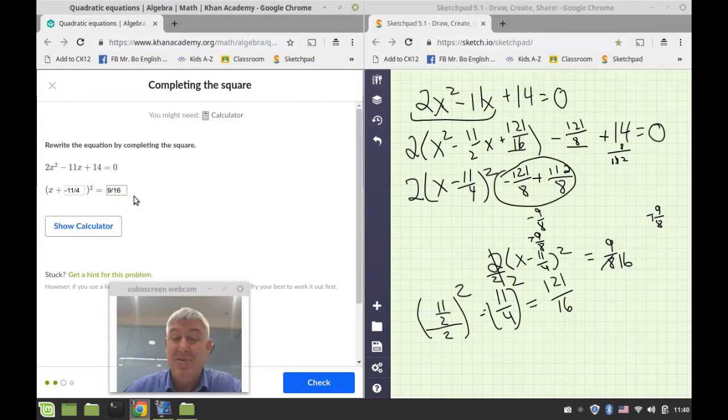So just to explain, the numbers are always different for Khan, so it's not like I can look at it and know what the problem is going to be beforehand. So every time we do these sets, they look a little bit different.